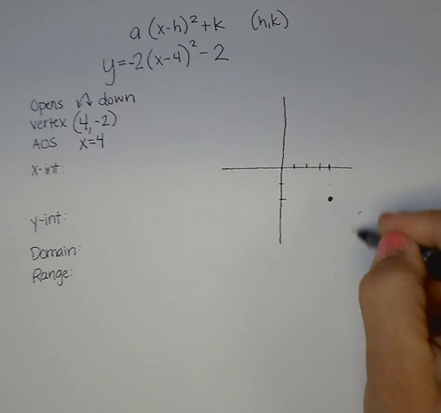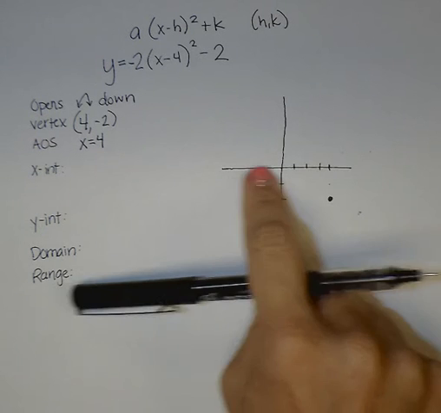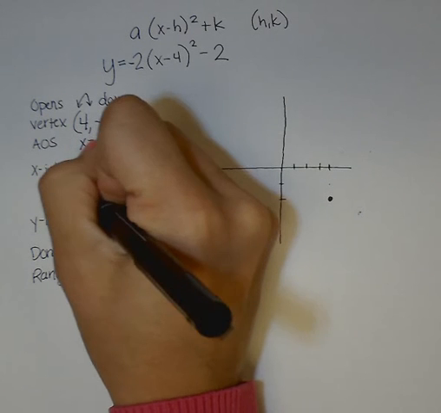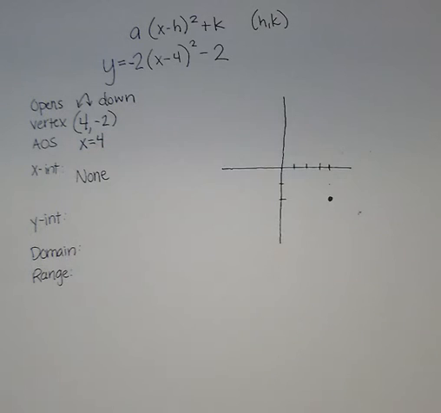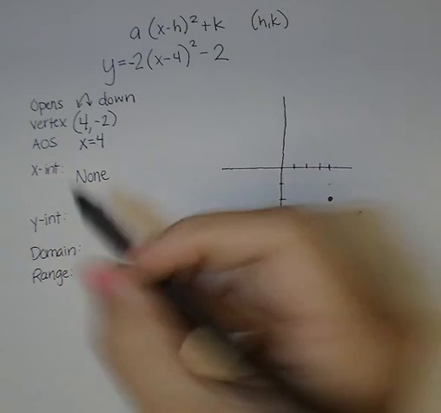This is opening downward. X-intercepts are up here, so there are actually no x-intercepts. You could say none or does not exist. Now I'm going to go to my y-intercepts.